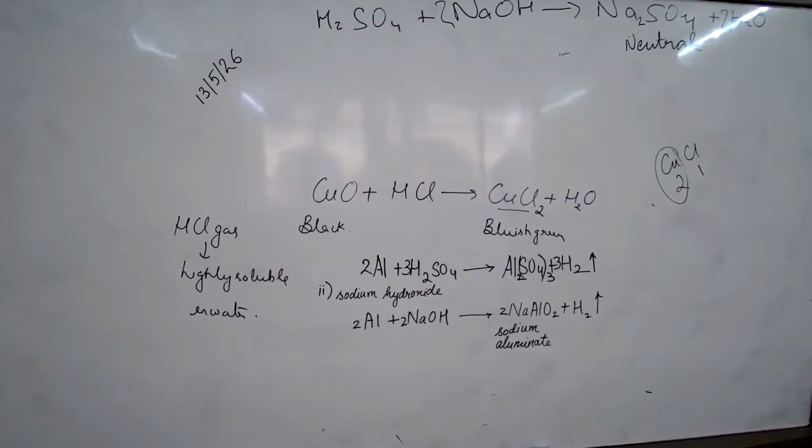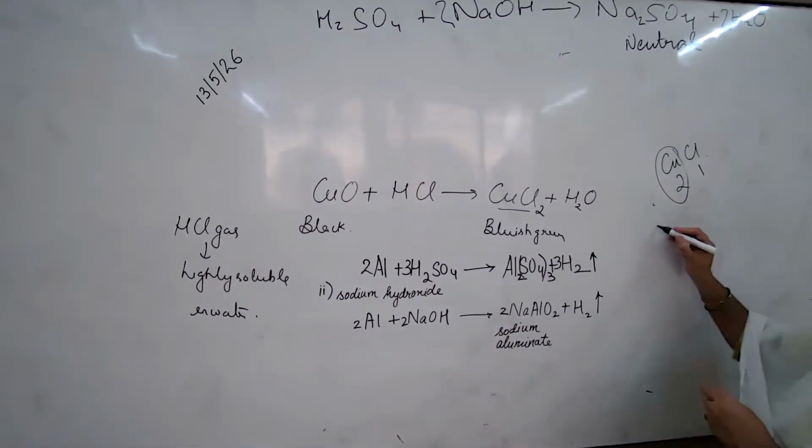If in salt NH4X, X is nitrate. So what will the salt be? NH4NO3, ammonium nitrate. Then its solution will give what color with universal indicator and why? First tell me, what will be its nature? Ammonium nitrate is, what will be its nature?